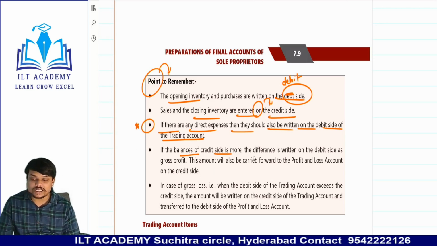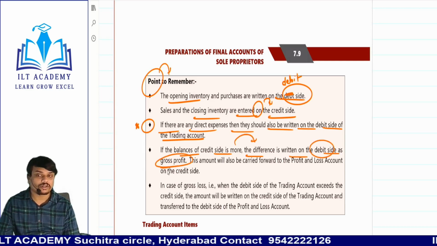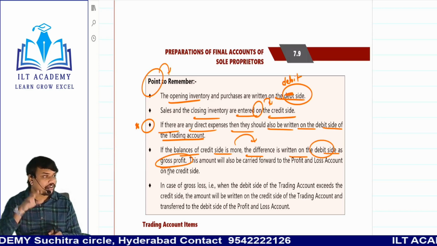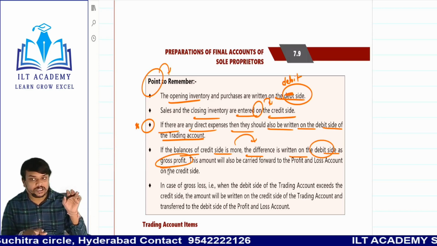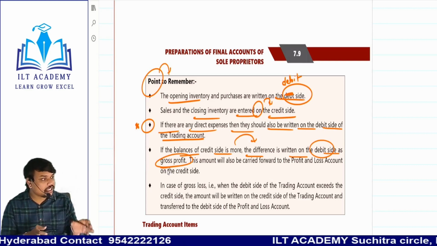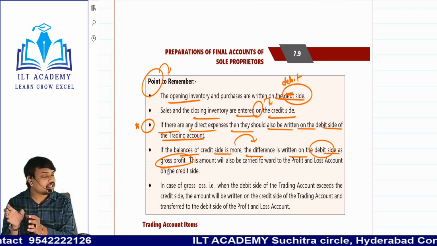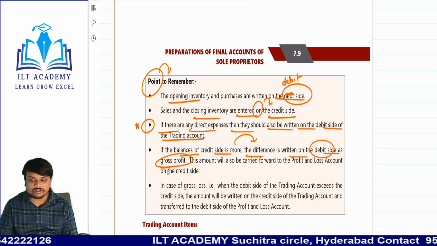If the credit side is more, the difference is written on the debit side, and that is gross profit. After balancing the debit and credit sides, if the credit side is more and the debit side is less, that is a profit situation and you will have gross profit. Similarly, if the debit side is more and the credit side is less in the trading account, the balance on the credit side is the gross loss.